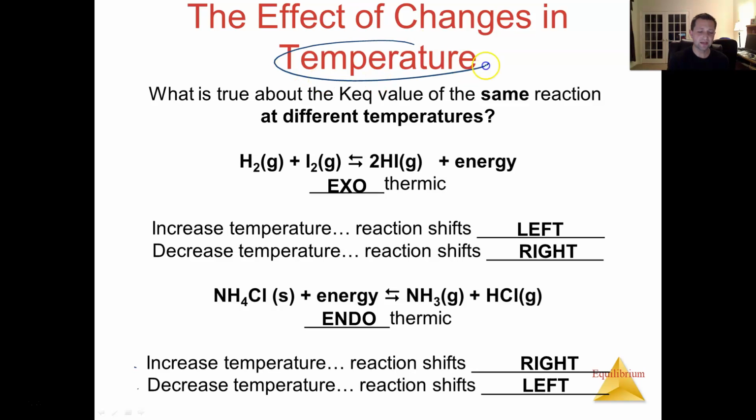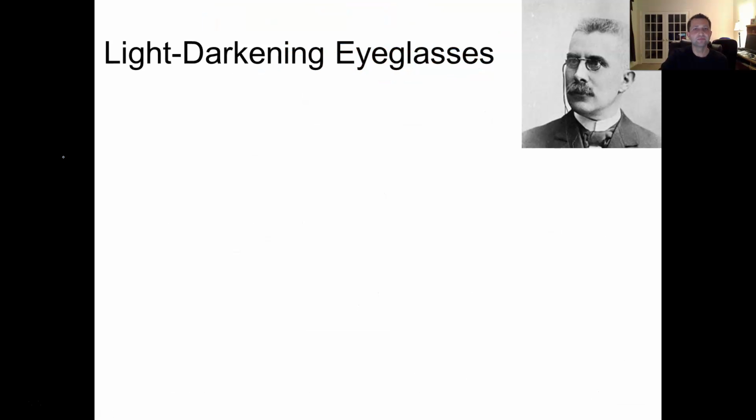This one, I would say, is the trickiest of the three, just because you have endo and exo reactions, and then you have an increase or a decrease in temperature. You got to think of what way your reaction is going to shift. Okay, so we'll do more practice in the lab and in class on that.